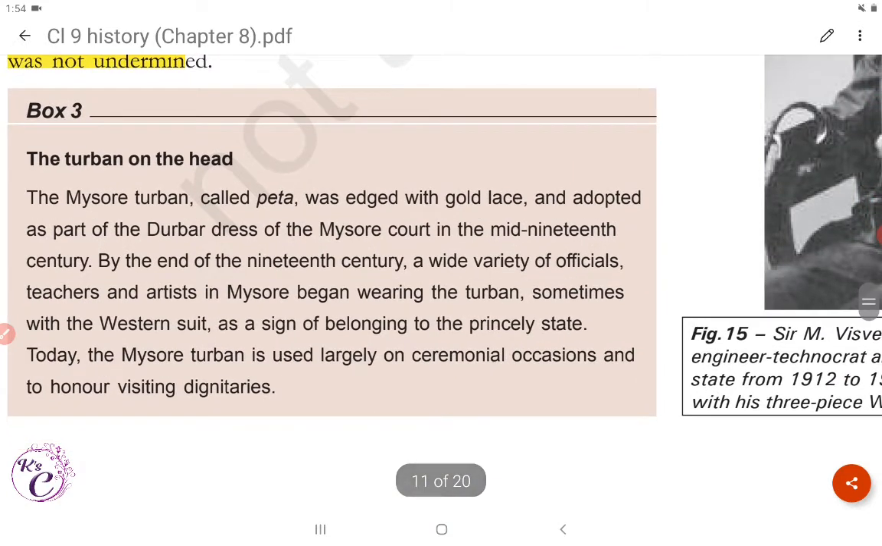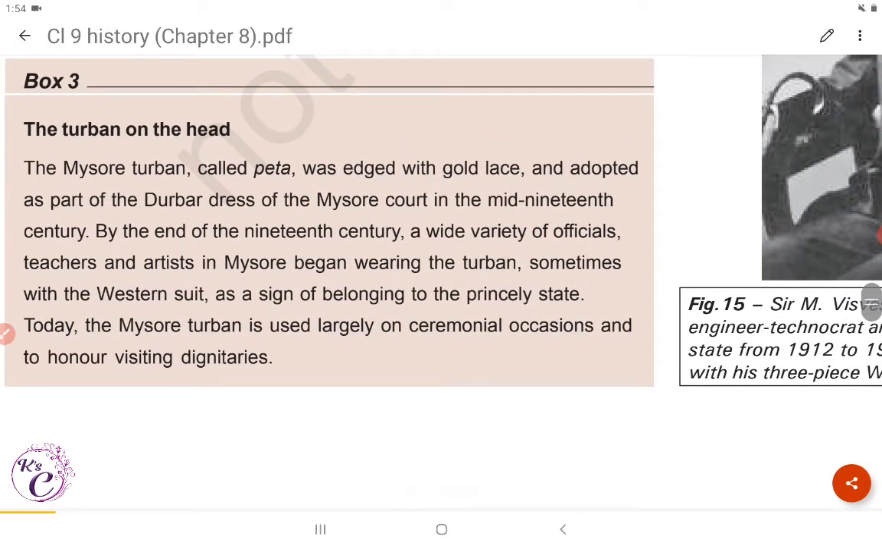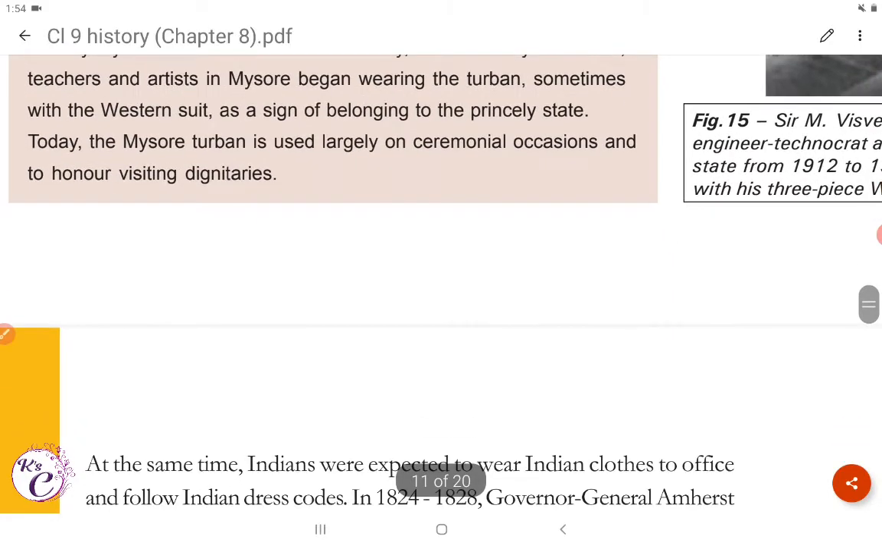Box 3. The turban on the head. The Mysore turban, called peta, was edged with gold lace and adopted as part of the Darbar dress of the Mysore court in the mid-19th century. By the end of the 19th century, a wide variety of officials, teachers, and artists in Mysore began wearing the turban, sometimes with the western suit, as a sign of belonging to the princely state. Today, the Mysore turban is used largely on ceremonial occasions and to honor visiting dignitaries.